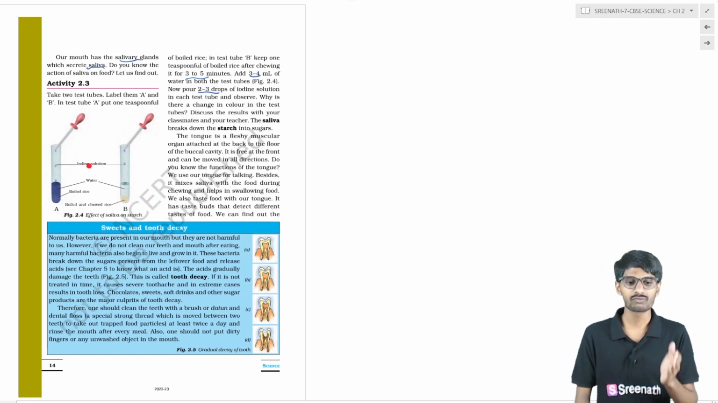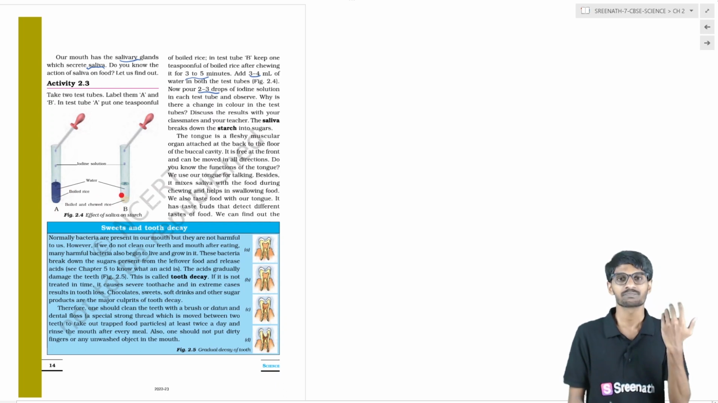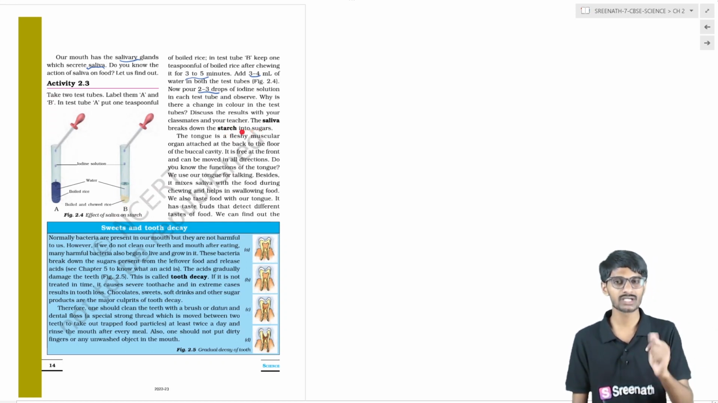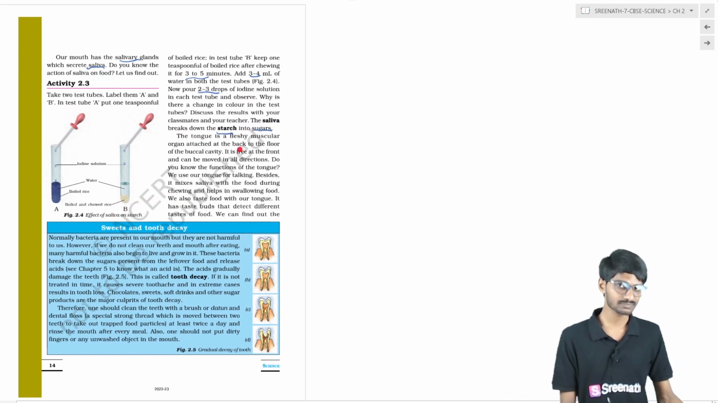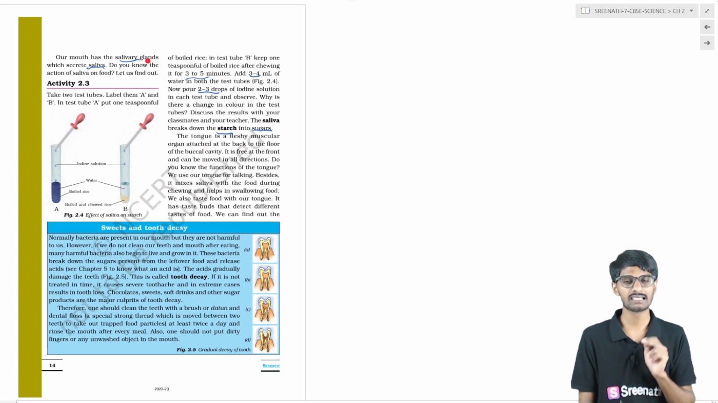So finally what we conclude is that saliva breaks down starch into sugars. The saliva secreted by the salivary glands breaks down the starch into sugar.